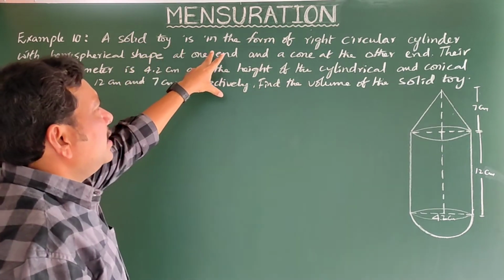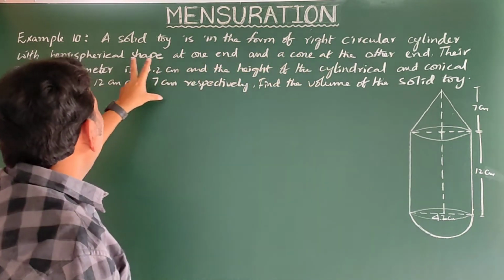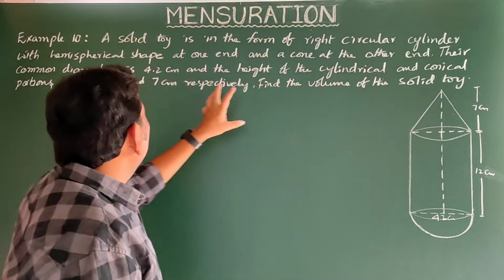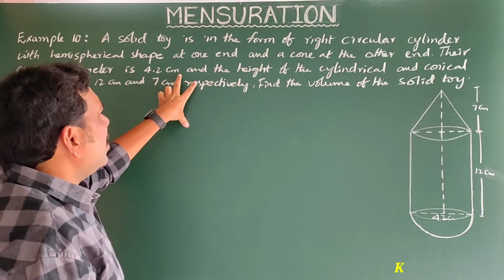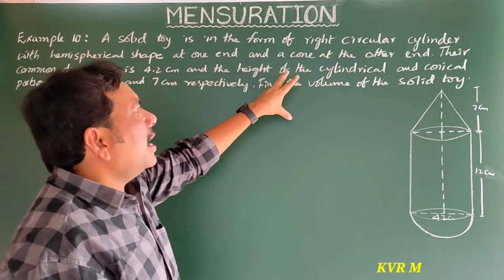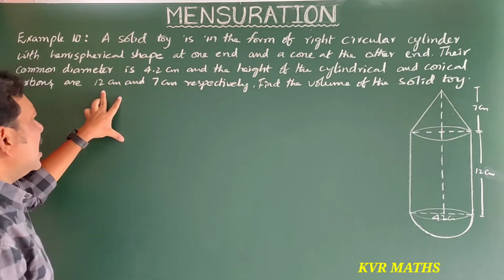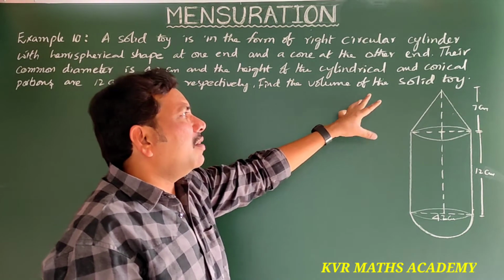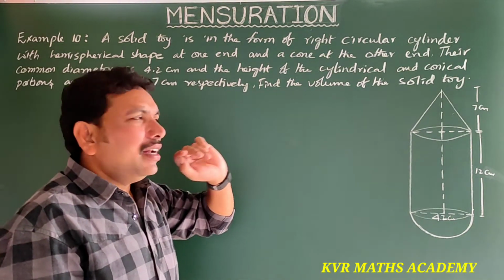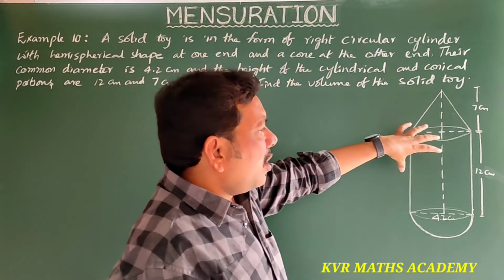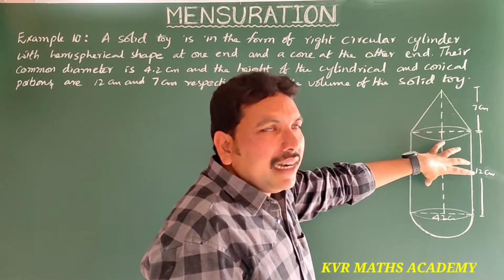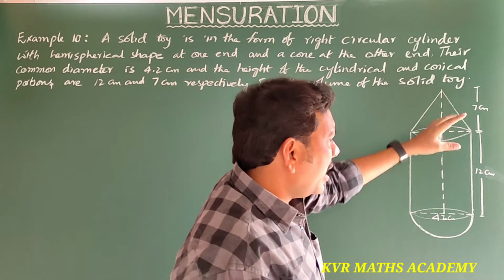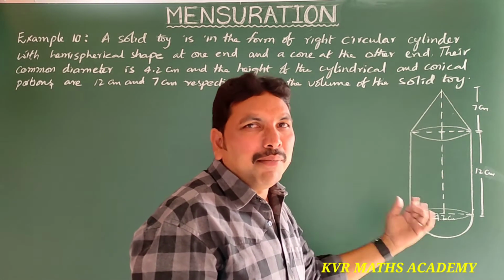A solid toy is in the form of a right circular cylinder with a hemispherical shape at one end and a cone at the other end. Their common diameter is 4.2 centimeters and the heights of the cylindrical and conical portions are 12 centimeters and 7 centimeters respectively. Find the volume of the solid toy. Here, a solid toy has been given, it is in cylindrical shape, and one end is in the form of a cone and the other end is in the form of a hemisphere.